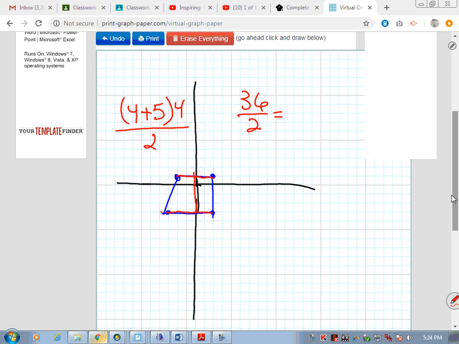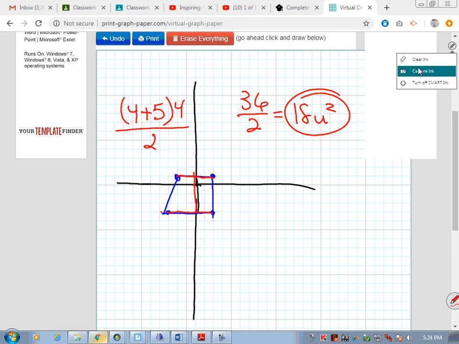36 divided by 2. So if I look at my answer here, let's see. We get 18 units squared. So that's my area right there. Okay, so if you need graphing paper, by all means, you'll have access to it.